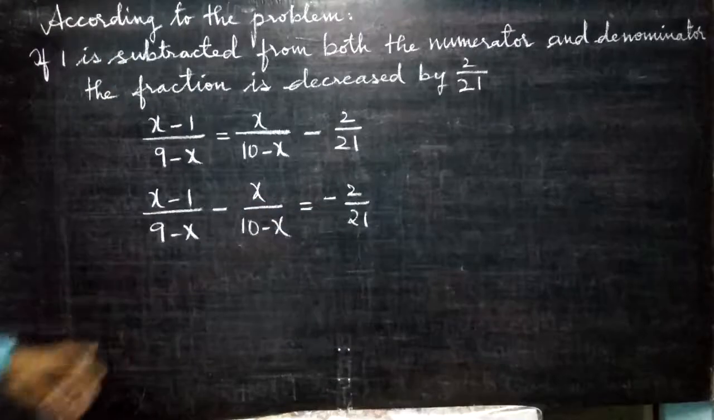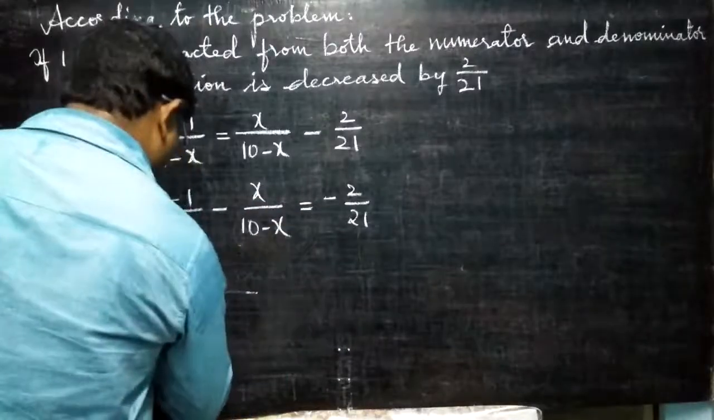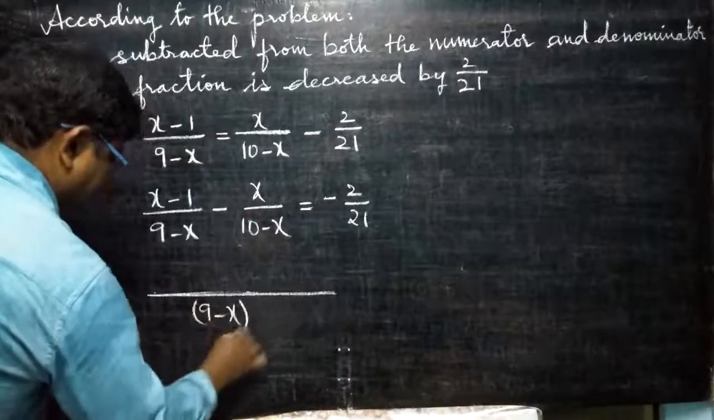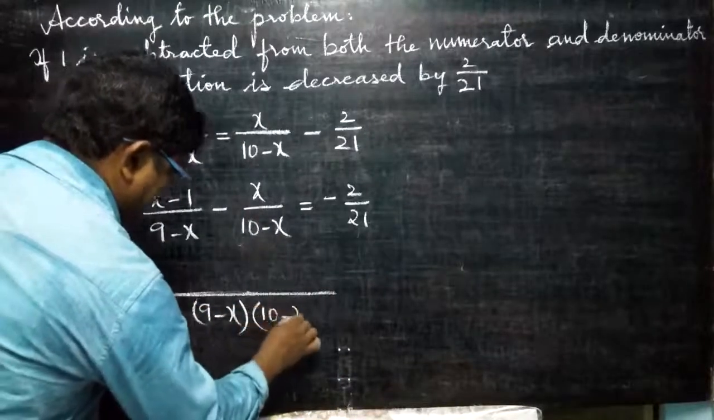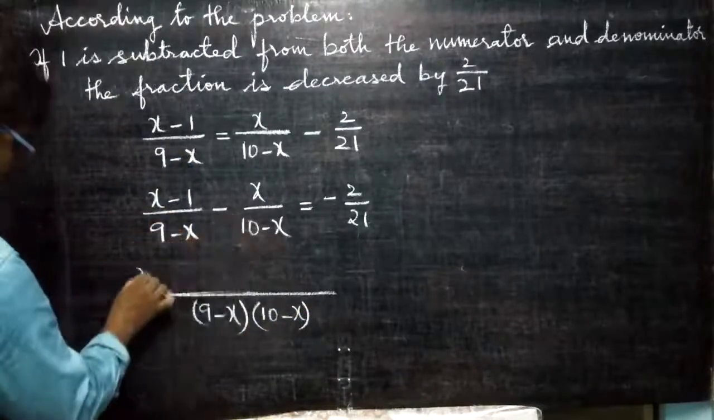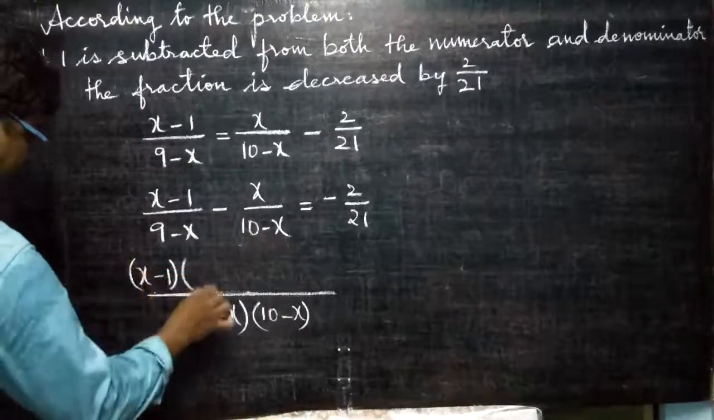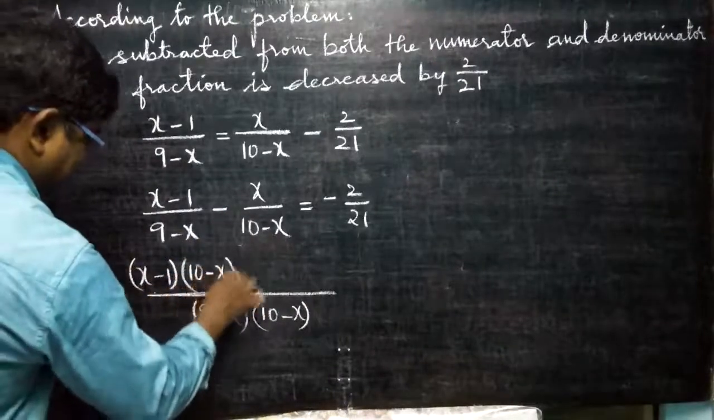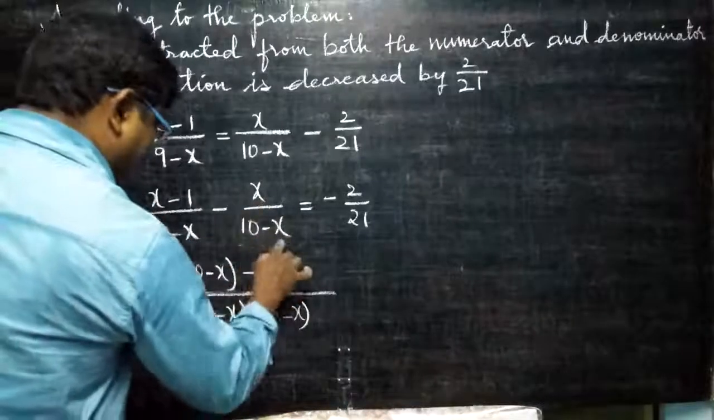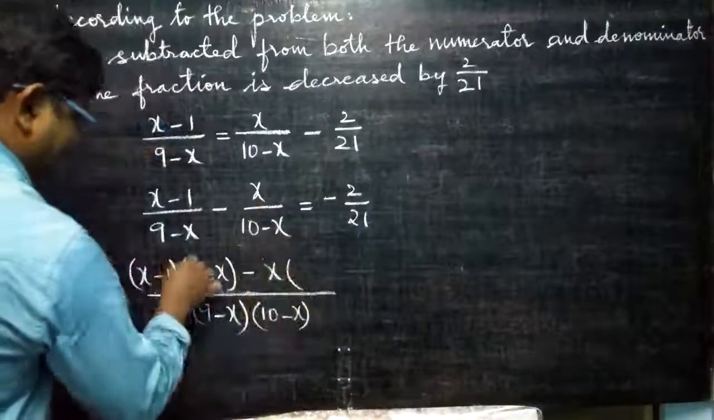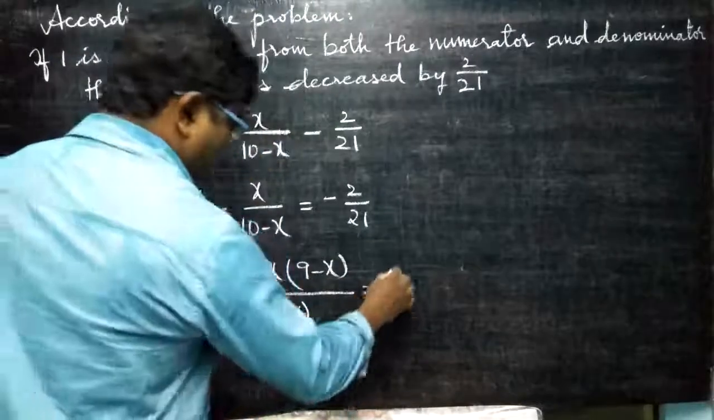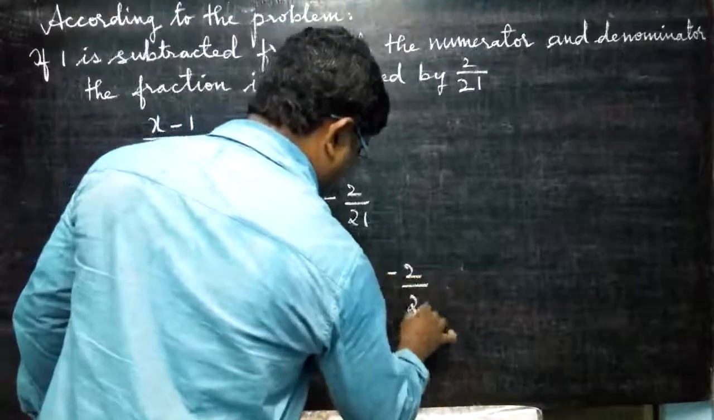Constant numbers one side. Now, here LCM. What is the LCM? 9 minus x into 10 minus x. 9 minus x how many times goes? 10 minus x times. So x minus 1 into 10 minus x. Here minus is there, this minus is for both. 10 minus x how many times goes? 9 minus x times it goes. So be careful. It's equal to minus 2 by 21.